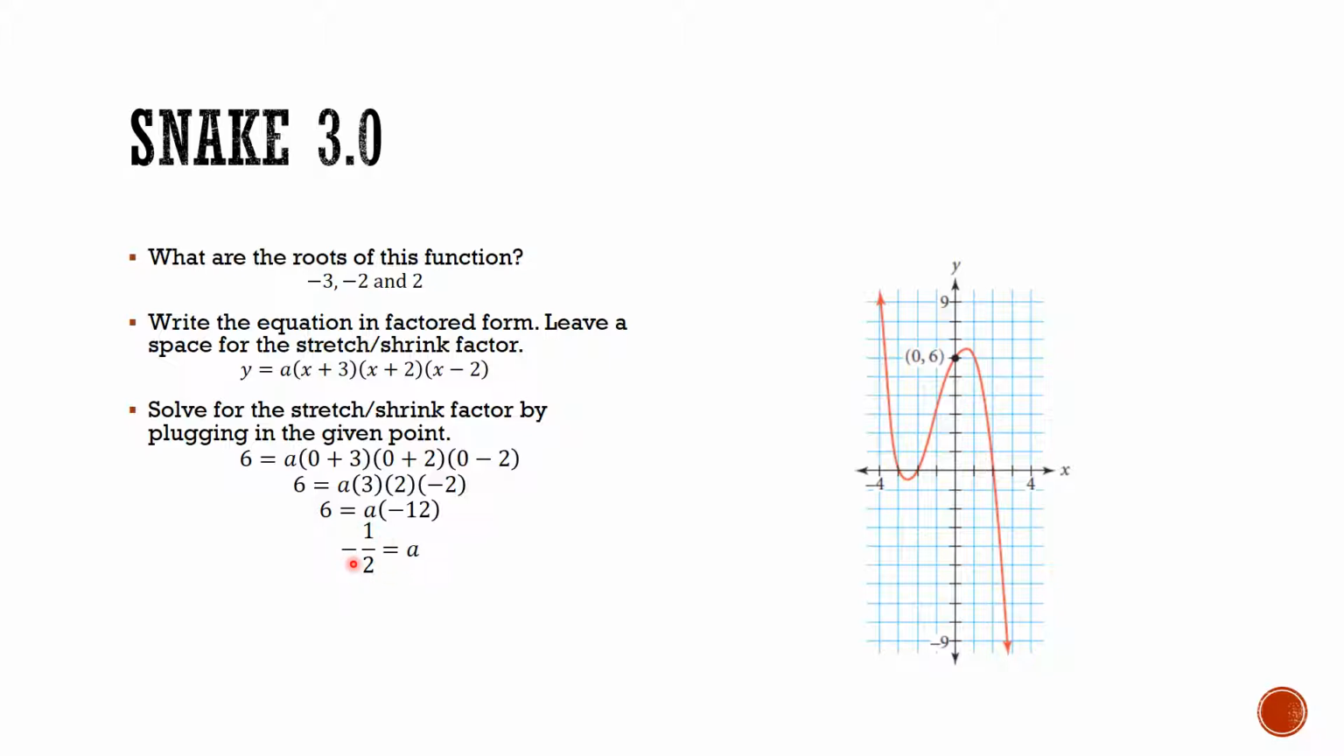This will find the reflections also. So you rewrite, meaning you take this, but instead of a, you put the stretch factor in. So y equals negative a half, x plus 3, x plus 2, x minus 2 is the equation in factored form of this graph.